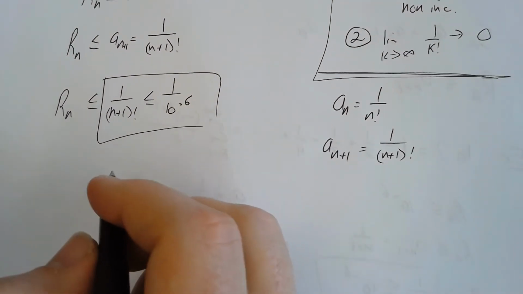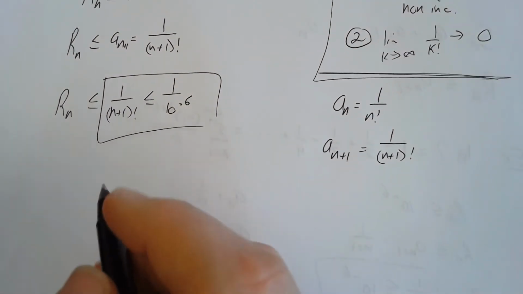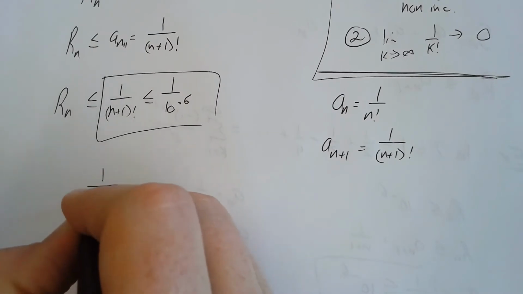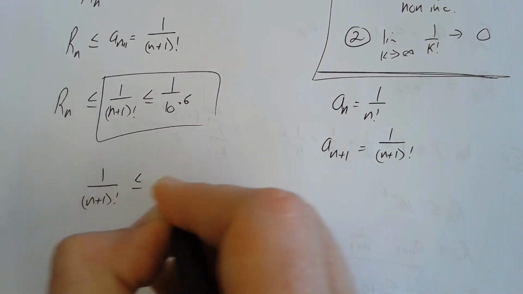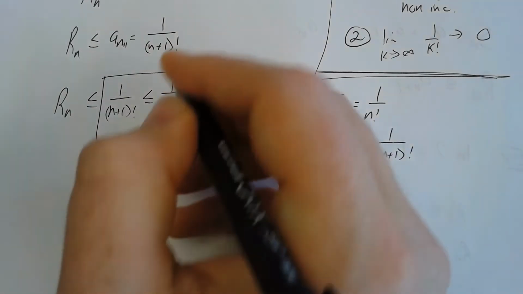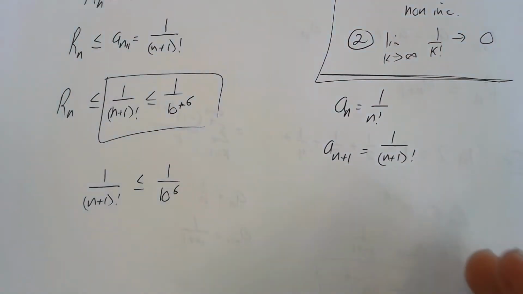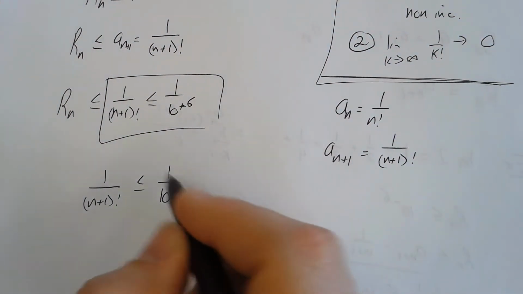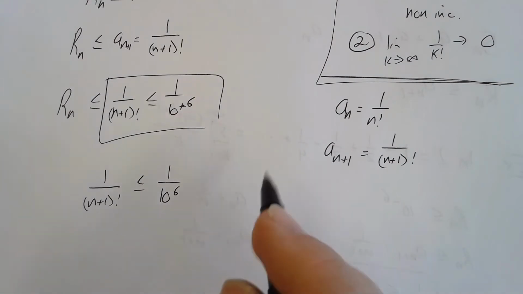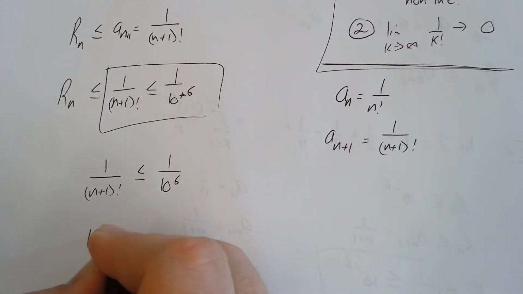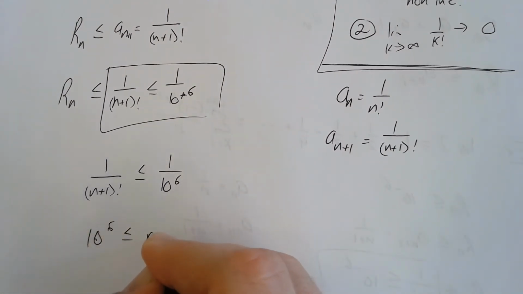And the way that this works is I'm going to go through this a similar way that I did the other one, but the problem is that when I do this, 1 over n plus 1 factorial is less than or equal to 1 over 10 to the 6th. Sorry, not a negative, that's a positive. I'm going to multiply both sides by n plus 1 factorial as well as 10 to the 6th, giving me 10 to the 6th is less than or equal to n plus 1 factorial.